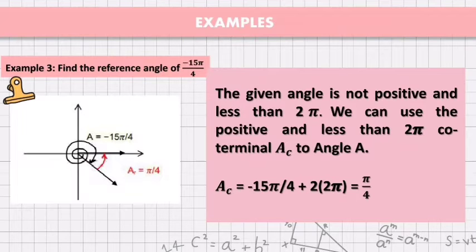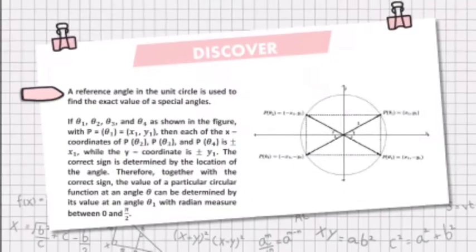Example 3. Find the reference angle of negative 15 pi over 4. The given angle is not positive and less than 2 pi. We can use the positive and less than 2 pi coterminal angle A sub c to angle A. Therefore, the coterminal angle is equal to negative 15 pi over 4 plus 2 times the quantity 2 pi, which is equal to pi over 4.